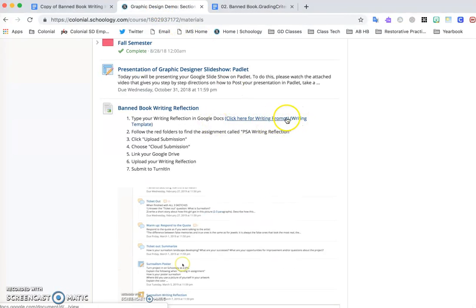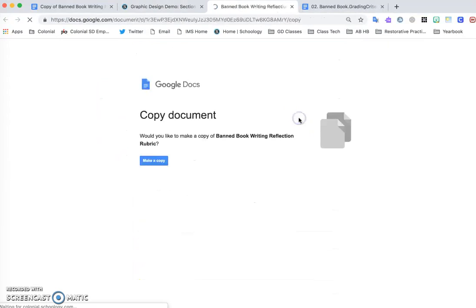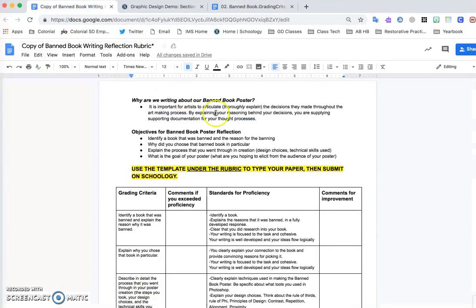What you want to do is click on Writing Template. When you click on this, it's going to ask you, would you like to make a copy? And you're going to click Make a Copy. I'm just going to exit out of this because I already have this open and I've already made a copy of this.